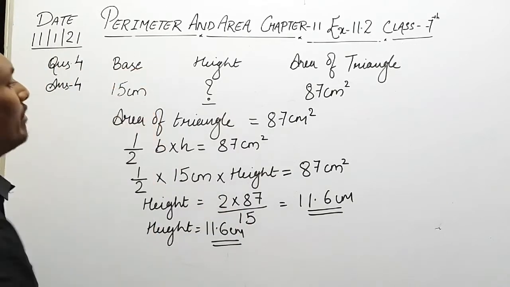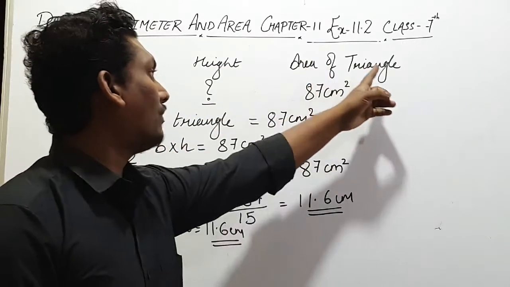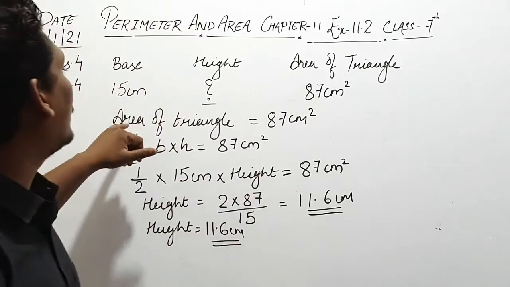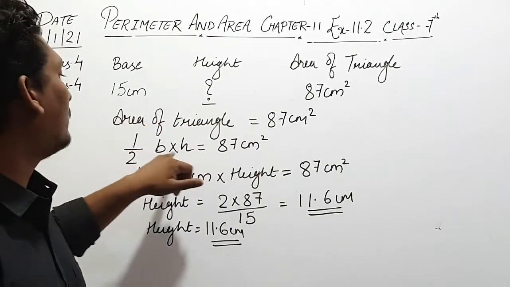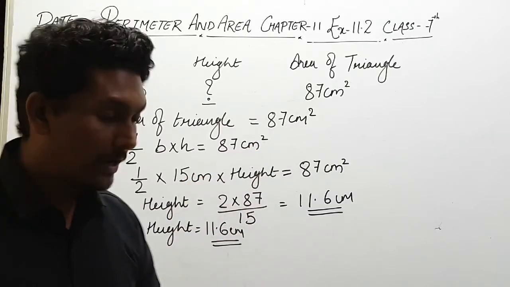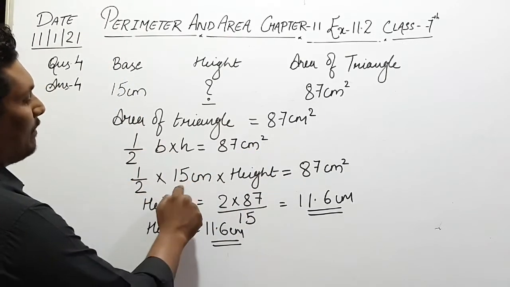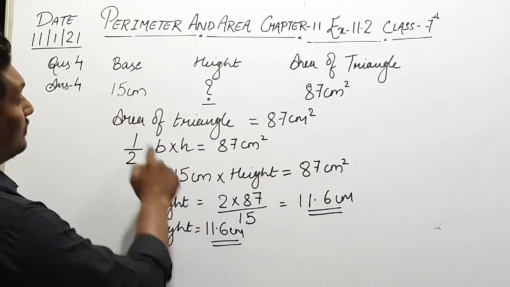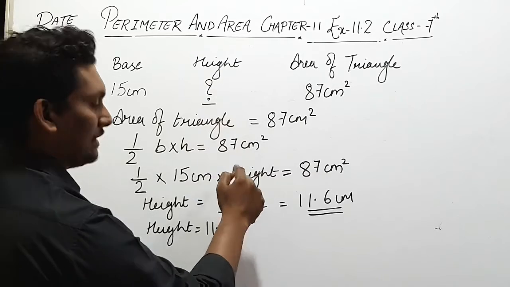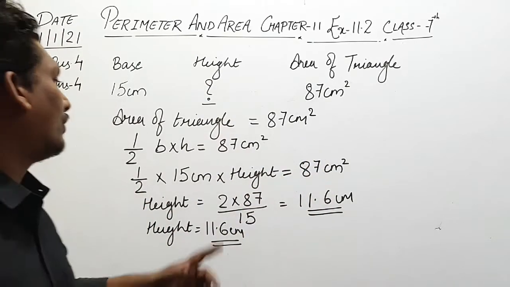So here in this question, base is given 15 centimeter, height is not given to you, but area of triangle is given 87 centimeters square. The formula for area of triangle is half base into height. Just write 15 centimeter in the place of base, and write height, that is equal to 87 centimeter square. So we have to find height here.